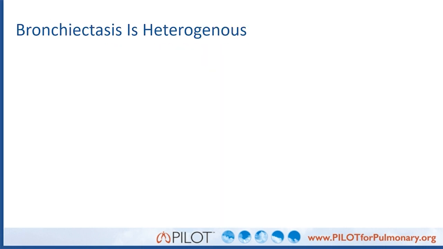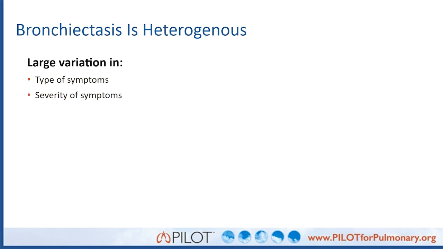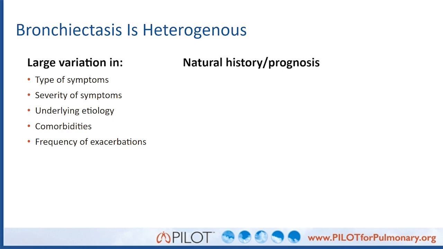It's important also to understand that bronchiectasis is heterogeneous. Perhaps it's best referred to as a syndrome as opposed to one specific disease. We see large variations in the type of symptoms, the severity of symptoms, the underlying etiology, associated comorbidity, and frequency of exacerbations. We also see a lot of heterogeneity in the natural history or prognosis of bronchiectasis.